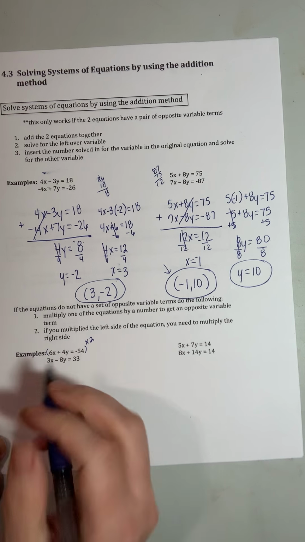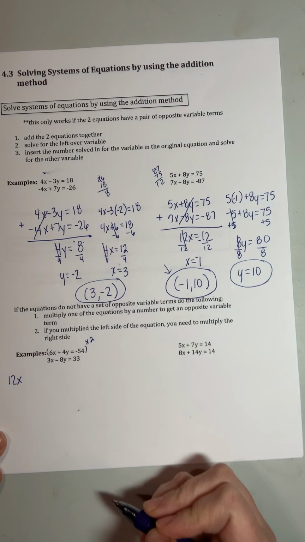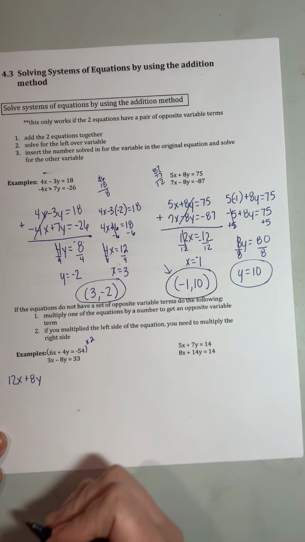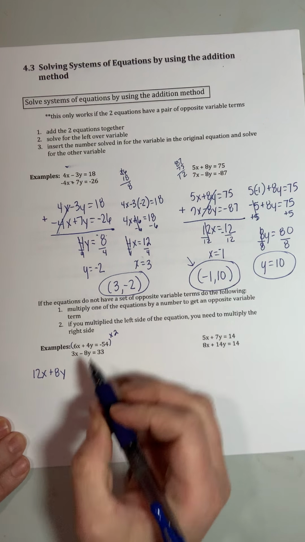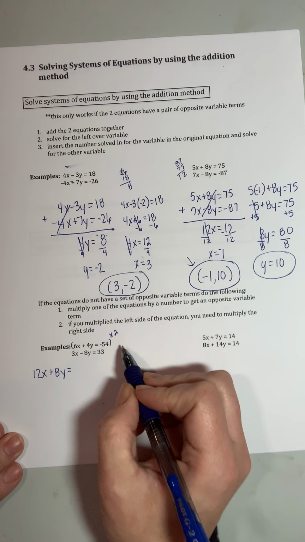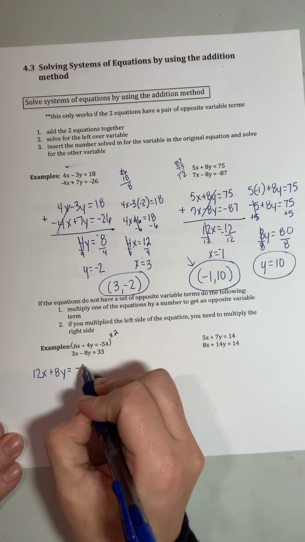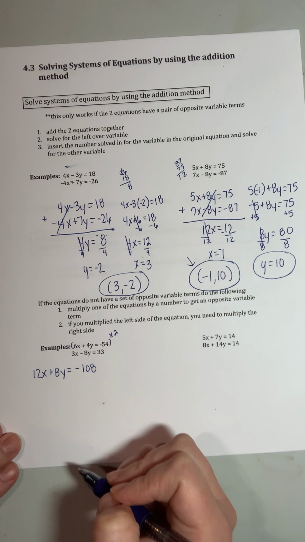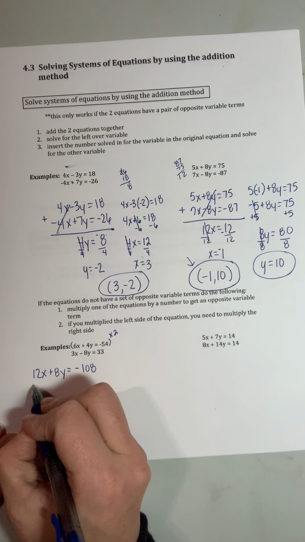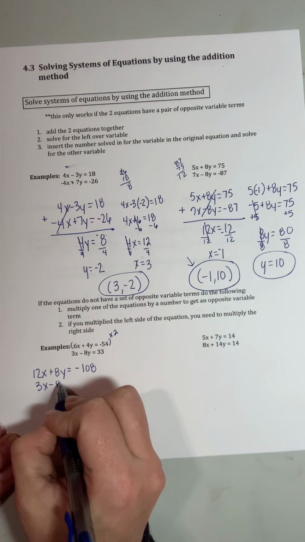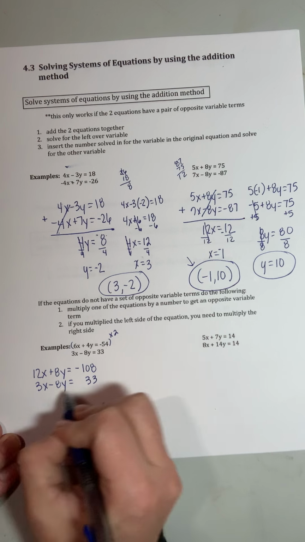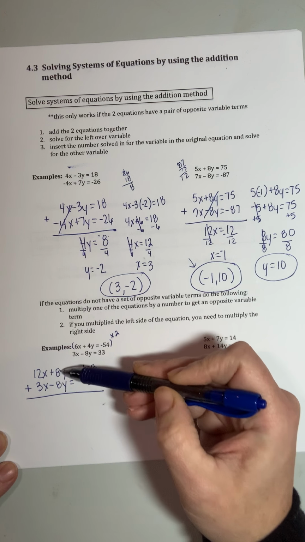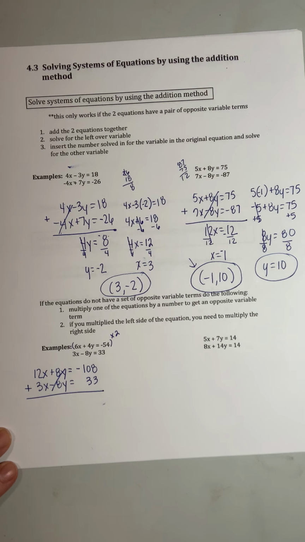So 6 times 2 is now going to be 12x. 4 times 2 is now going to be 8y. And 54 times 2 is now going to be negative 108. Keep the other one the same. And now we can do our addition, because now I have opposites that will cancel out.